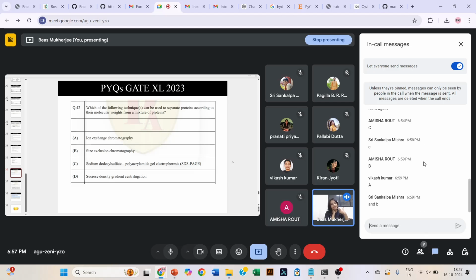D is 1, C is 1. Can you use D? Think and say. Can you use D to separate proteins based on the molecular weight? Is it possible?